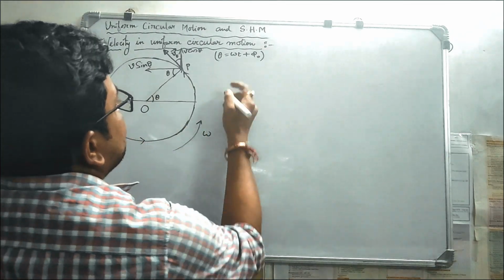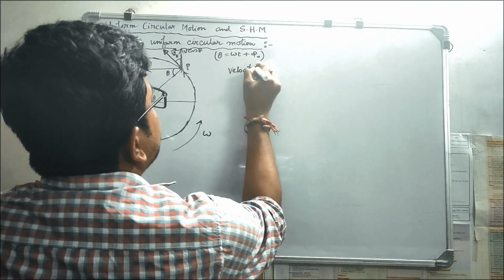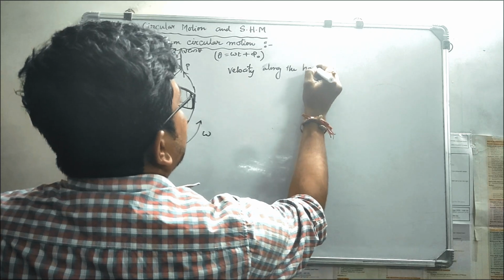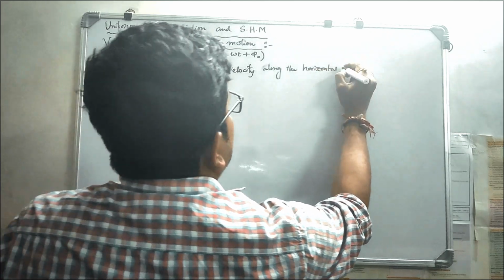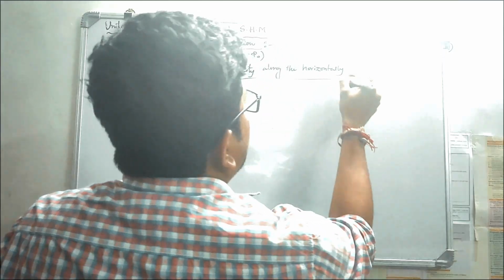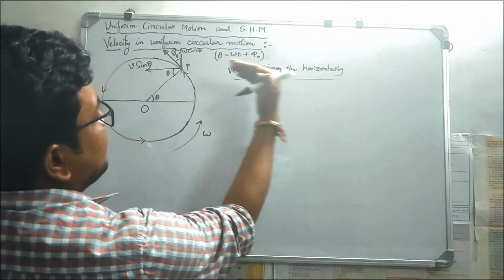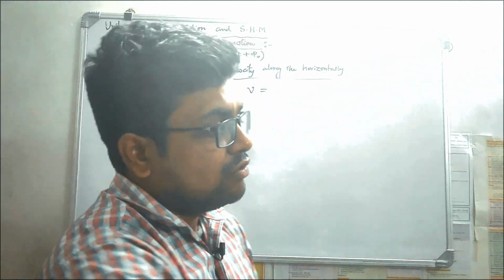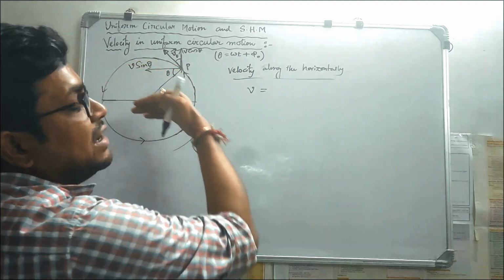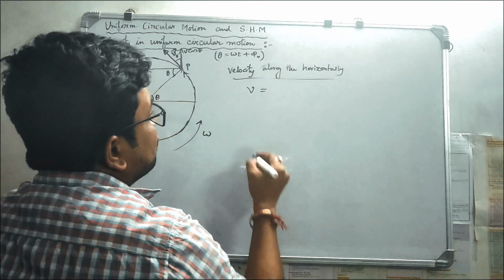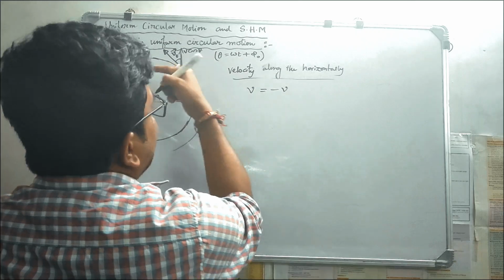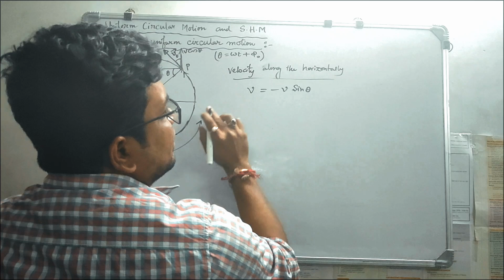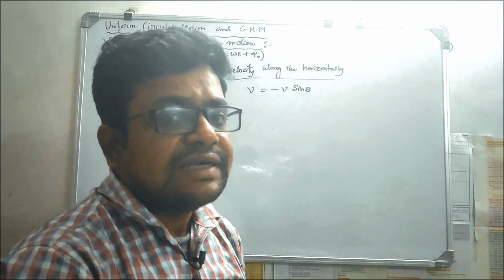So velocity along the horizontal, and this is the velocity component and it is acting in the left hand side. Anything directed towards the left hand side is taken as negative. Remember, that means anything directed towards the left hand side is considered negative. So it will be minus v, and as it is sin theta, the actual velocity component along the horizontal is nothing but minus v sin theta.